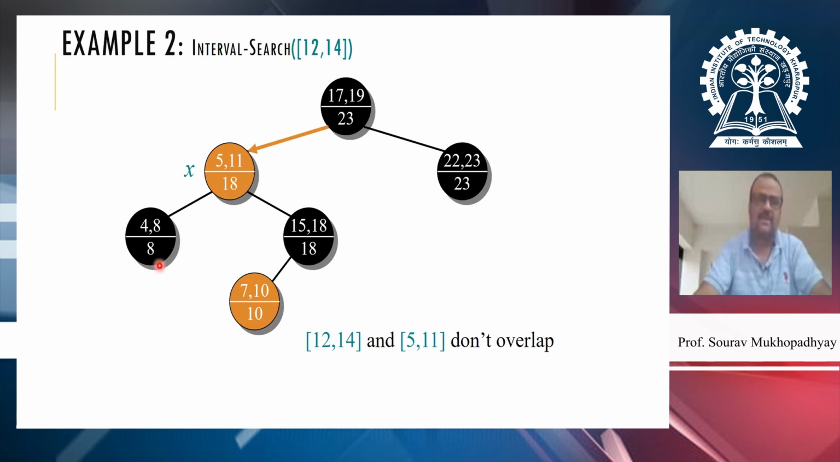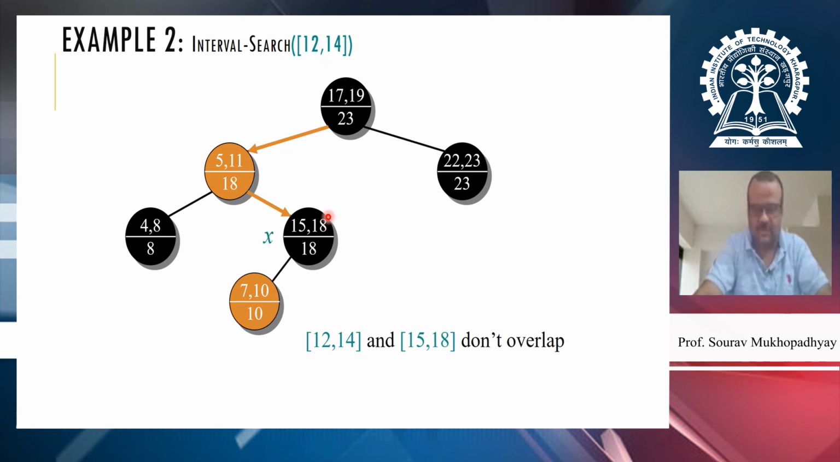This is 8. 8 is less than the low part. So there is no question of going left. We have to go right. So the right is our new root. We check whether overlapping or not. No, this is not overlapping. Then again we check 10. 10 is less than the low part. So there is nobody interesting in the right. So we have to go for the left.